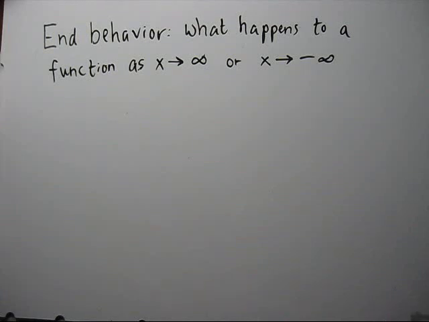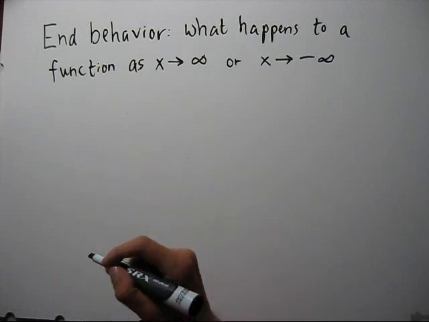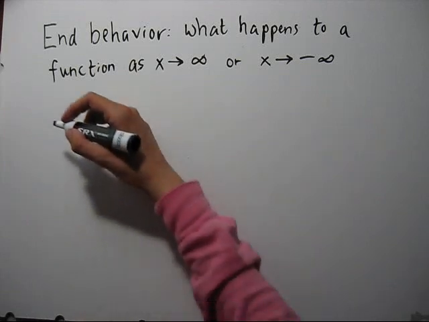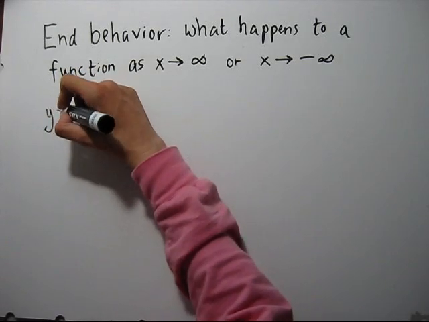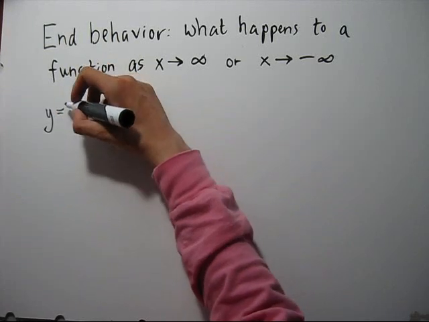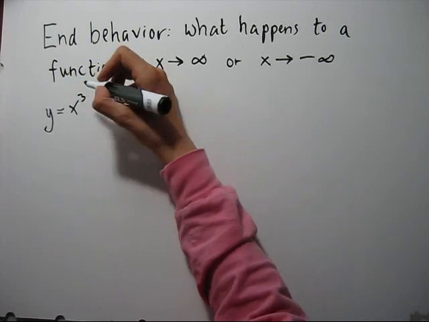We're going to talk about the end behavior of polynomial functions, which is what happens as x goes to infinity or x goes to negative infinity. We're going to do 4 basic graphs to start with and then extend it to all polynomials. Okay, let's talk about x cubed first.